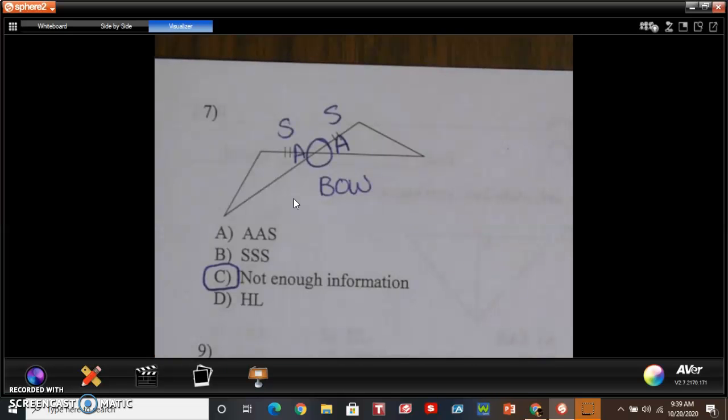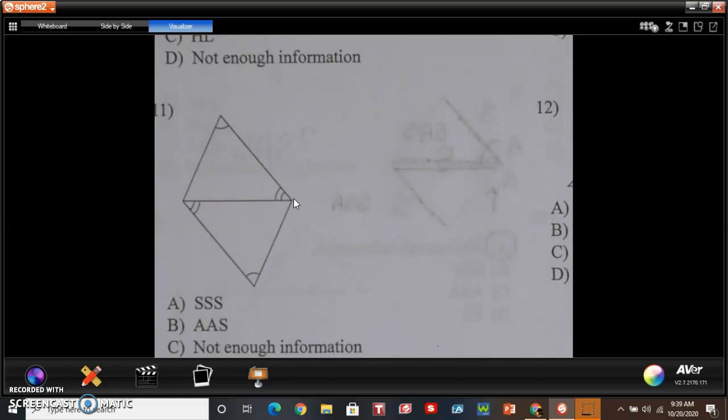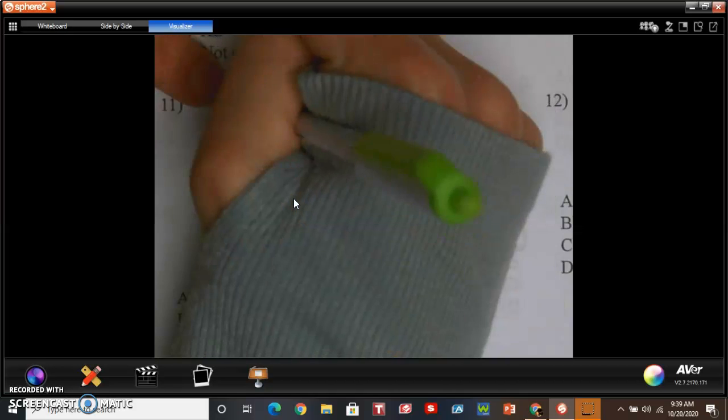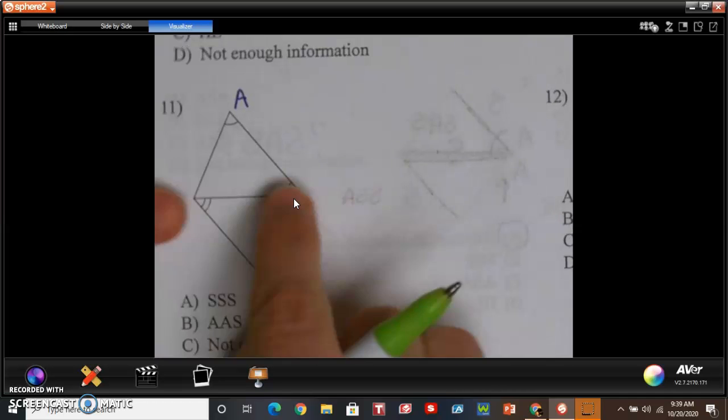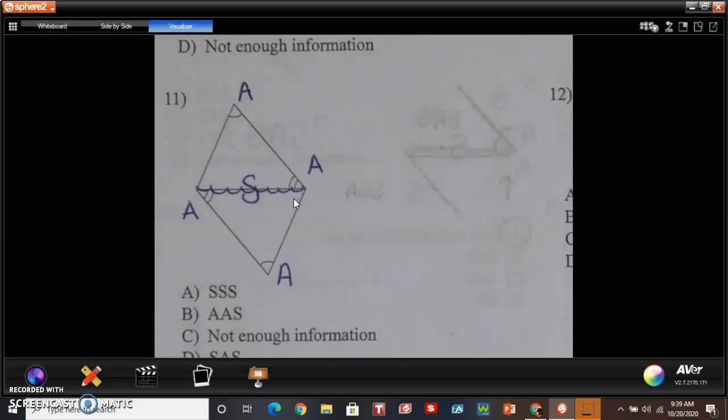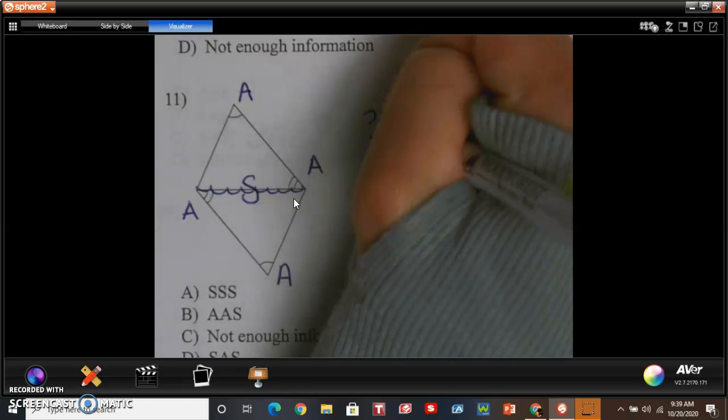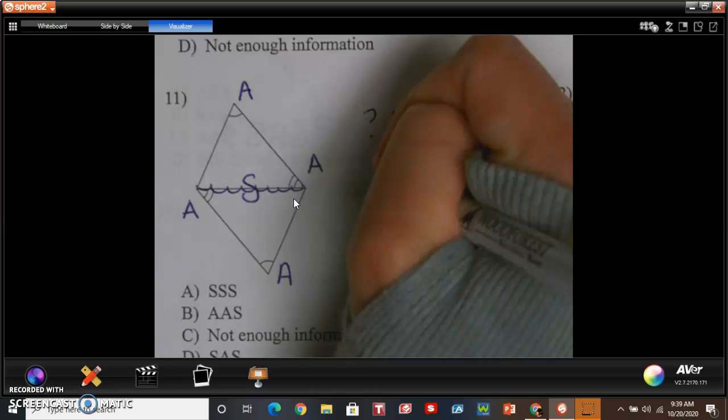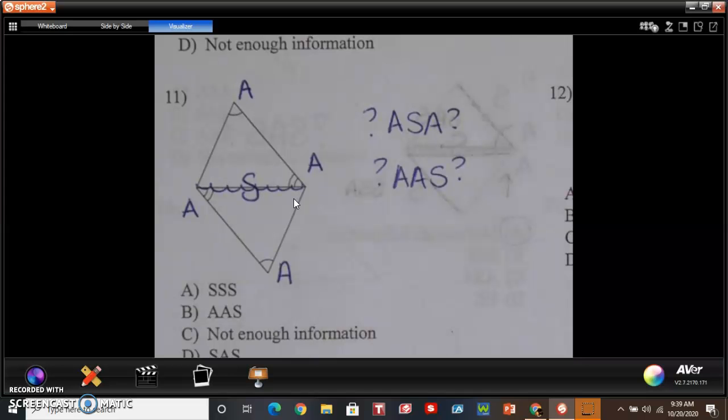All right, and the last one I'm going to do with you today is number 11. Let's look at number 11. All right, we have a 1 arc that matches, so I'm going to label those with A's. We have a 2 arc that matches, so I'm going to label them with A's. And we have a shared side. All right, so we're dealing with 2 angles and a side. So again, we're looking for either angle, side, angle, or angle, angle, side. It's all determined by where the side is located.